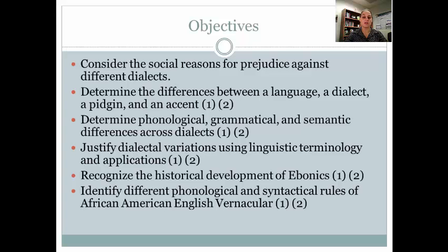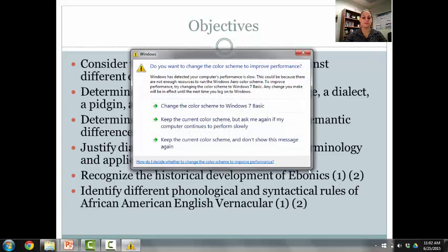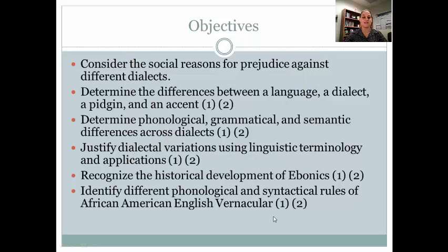And recognize the historical development of Ebonics, and identify different phonological and syntactical rules of African American English vernacular.